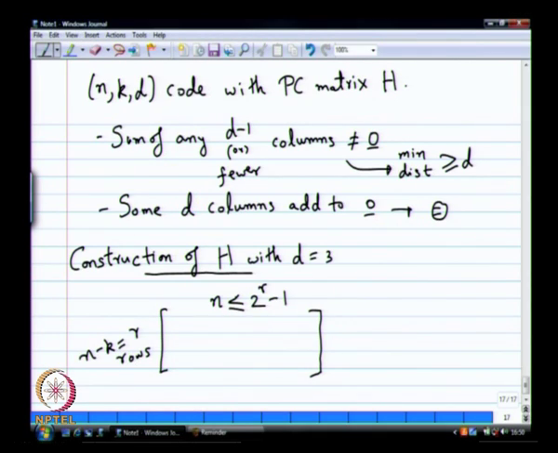In the extreme case, I might want to pick n equals 2 power r minus 1, in which case how will I fill out all the columns? Put all possible non-zero r bit vectors.